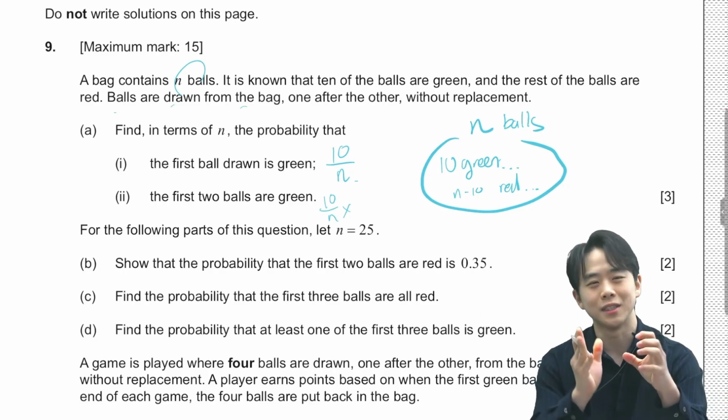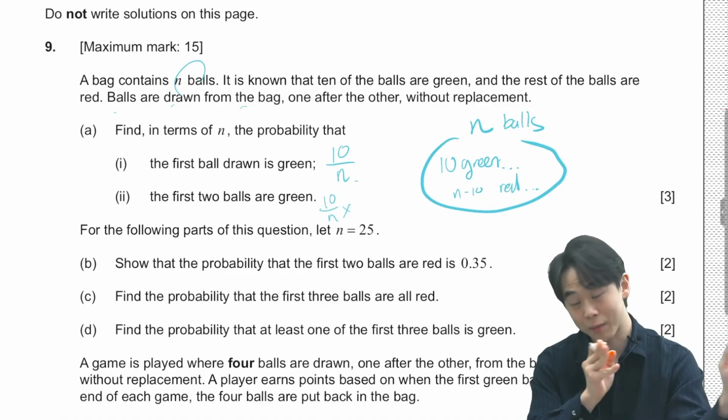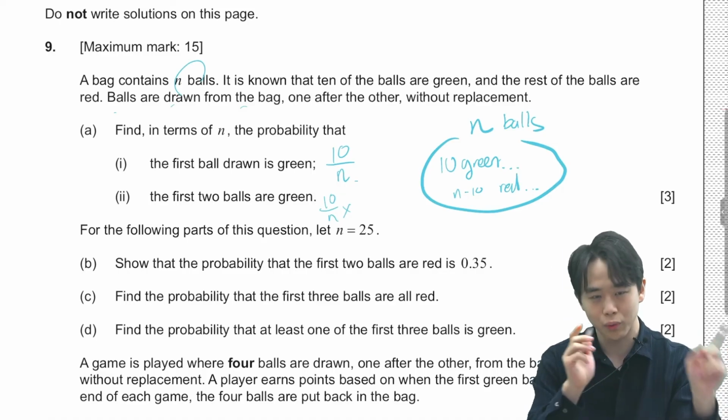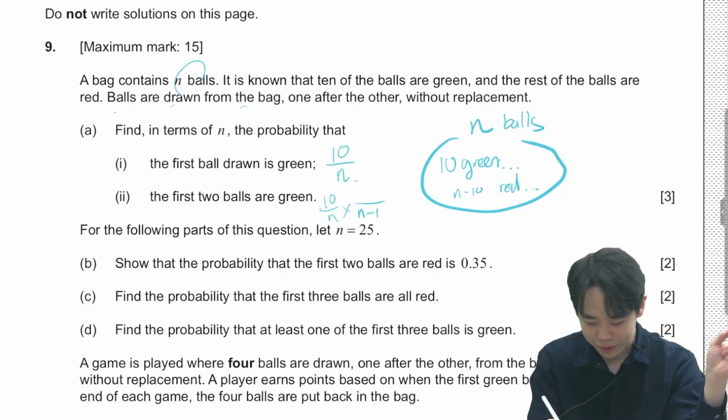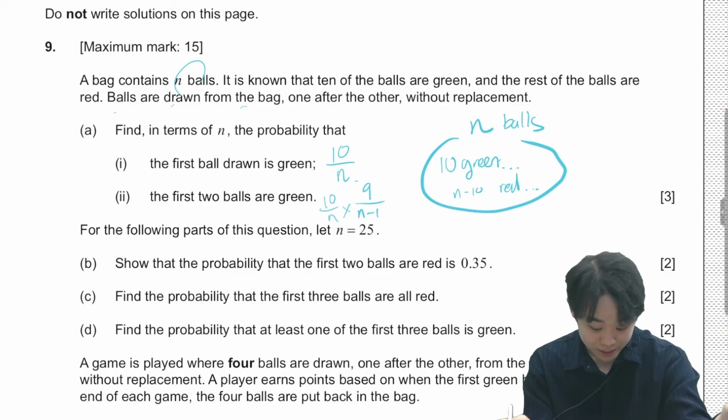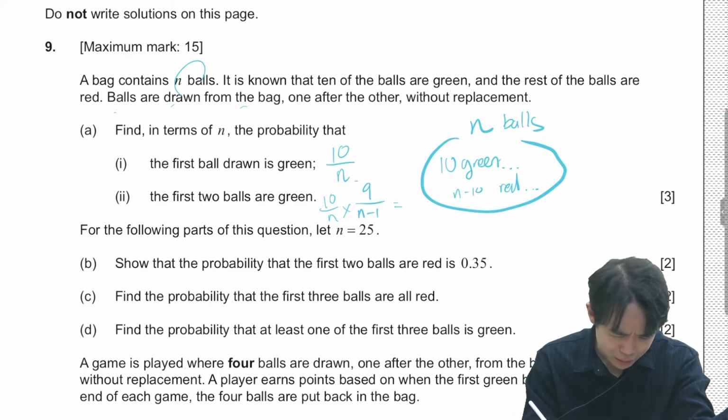Then the next decision actually depends on the outcome of the earlier one. Since we drew 1 ball, we now have n minus 1 remaining, and there are also 9 green balls remaining. So we have to multiply these two. We would get 90 over n squared minus n as our probability.